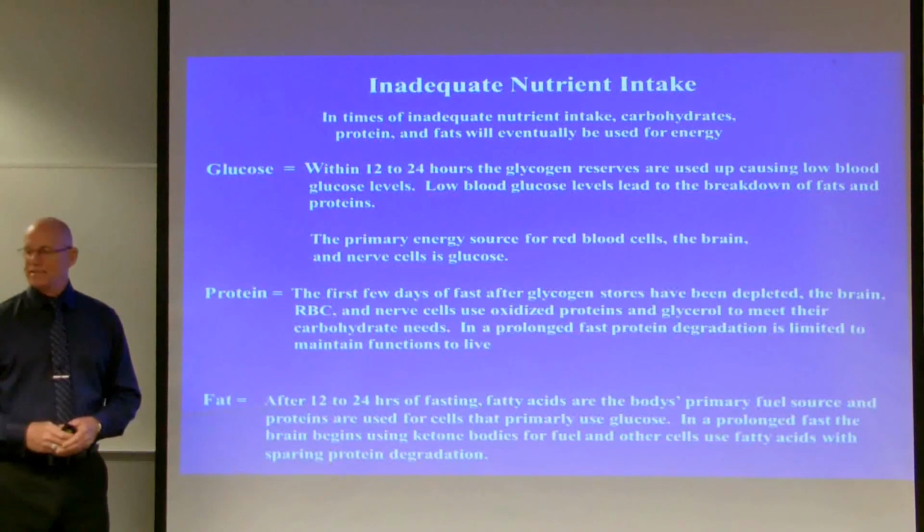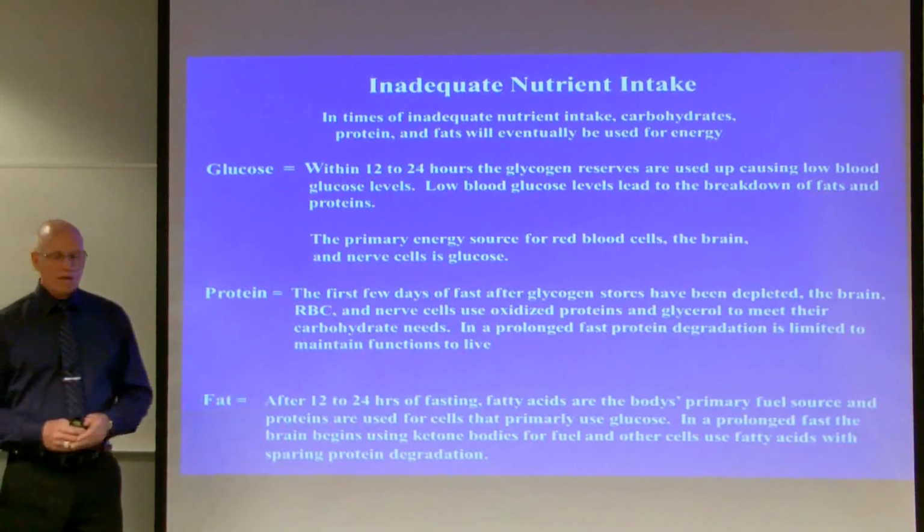So inadequate nutrient intake. In times of inadequate nutrient intake, carbohydrates, protein, and fats will eventually be used for energy, each one of them. Glucose, within the first 12 to 24 hours, the glycogen reserves are used up, causing low blood glucose levels. Low blood glucose levels lead to the breakdown of fats and proteins. And then the protein, the first few days of fast, after glycogen stores have been depleted, the brain, red blood cells, and the nerve cells use oxidized protein and glycerol to meet their carbohydrate needs. And in a prolonged fast, protein degradation is limited to maintain the functions to live.